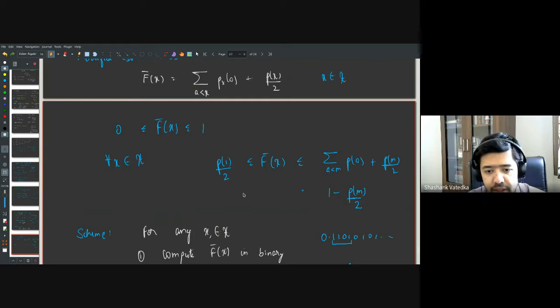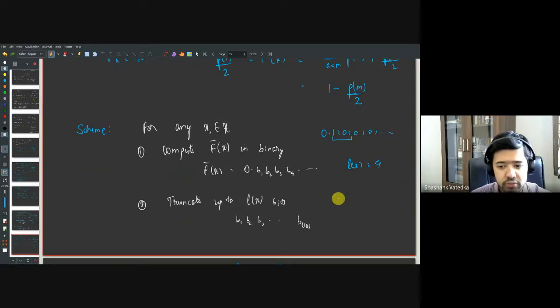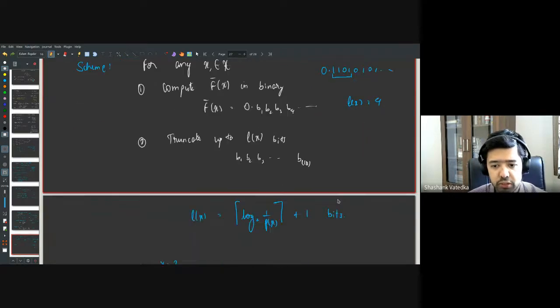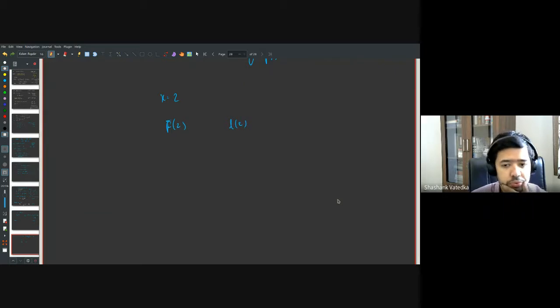All right. And we made the observation that for all symbols in the alphabet, F bar of x is going to be strictly greater than 0 and less than 1. So it is greater than or equal to p of 1 over 2, and it is less than or equal to 1 minus p of m divided by 2. Right, and we'll somehow use this to design a compression algorithm, a prefix-free compression algorithm. All right. So before we continue, are there any questions from the previous class?